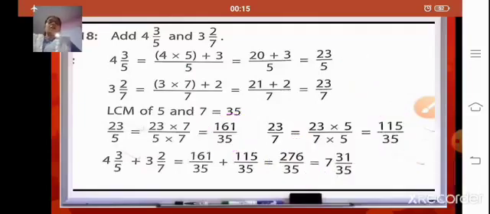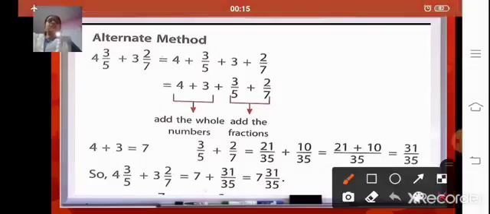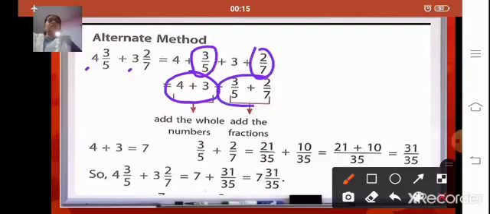So in the second slide, I have shown you the second method where you add the whole numbers first, that is 4 plus 3. The whole numbers, this and this, you have added together. Then we have taken the fractions, that is 3 upon 5 and then 2 upon 7. Here we have added them separately. So 4 plus 3 is 7.